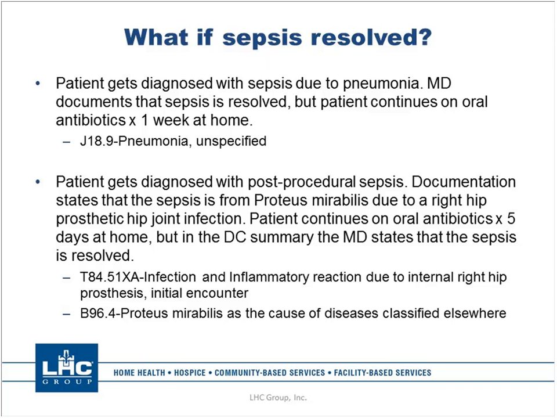Let's say patient gets diagnosed with post-procedural sepsis. Documentation says that the sepsis is from Proteus mirabilis due to a right hip prosthetic hip joint infection. Patient continues on oral antibiotics times 5 days. In the discharge summary, he states the sepsis is resolved. Well, we're still getting active care for our infection with antibiotics, but it's only 5 days. So it's T84.51XA, and then our Proteus mirabilis to tell us what the infection is, but we don't need any sepsis coding because it's resolved.